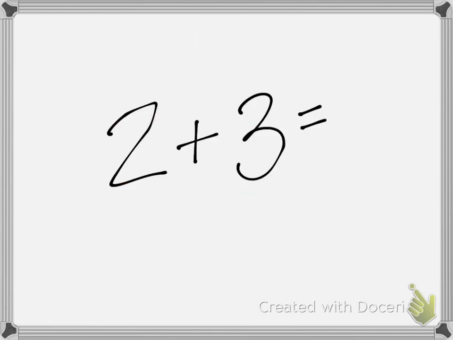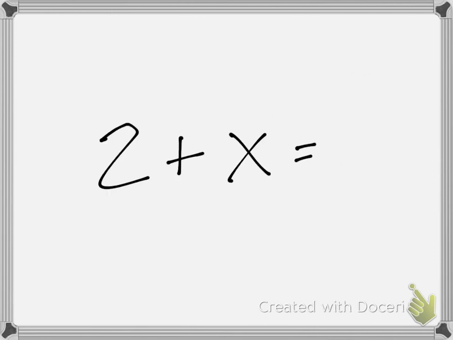Here's an example that everybody should know. 2 plus 3. When we solve it, we get 5. But why do we get 5? Not how do we get 5, but why? We get 5 because 2 and 3 are both numbers, so we're able to combine them. They are the same type of terms. They are like terms.